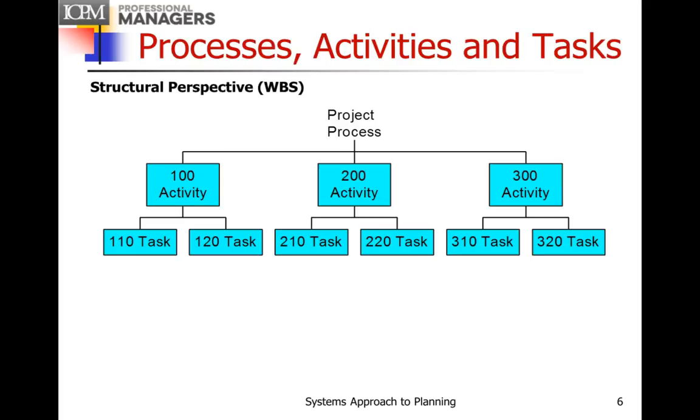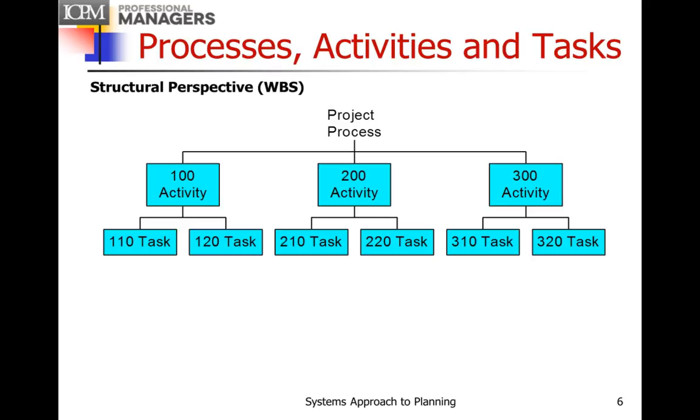Now, in the previous slide I showed you one view of the activities. Here I give you the structural perspective, and this is a work breakdown structure. You can see that I've got high-level activities numbered 100, 200, 300, and they break down into tasks. The convention I'm using is a high level is an activity, a lower level is a task, but if you actually look up the dictionary definitions of activities and tasks, they're the same.